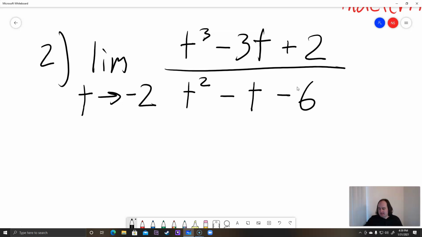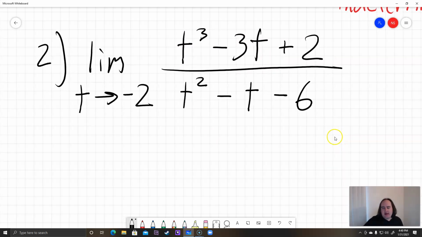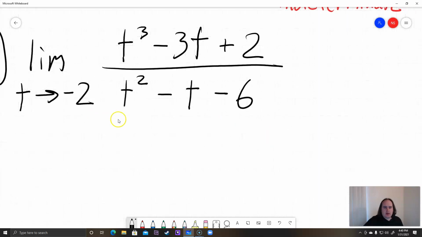Okay, the limit as t approaches -2 of t cubed minus 3t plus 2 all over t squared minus t minus 6. And I apologize if my t's look like pluses. I've been trying to work on that, but sometimes they look like pluses. I think most of these are okay.